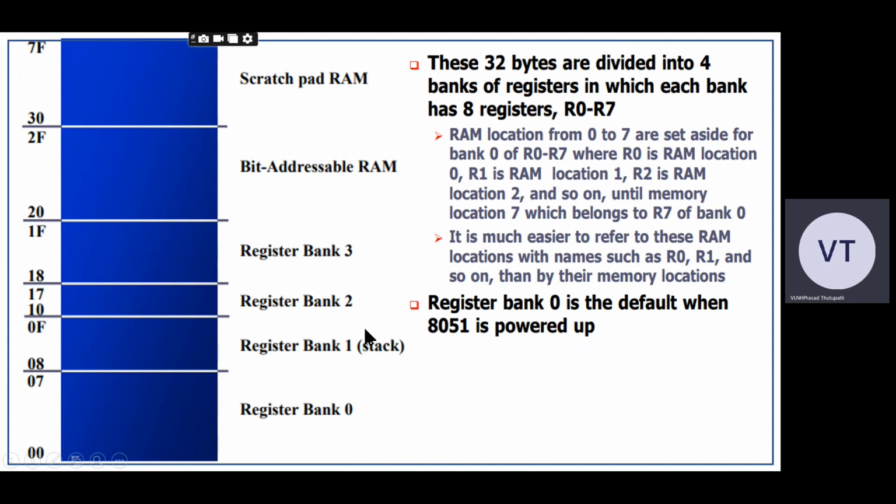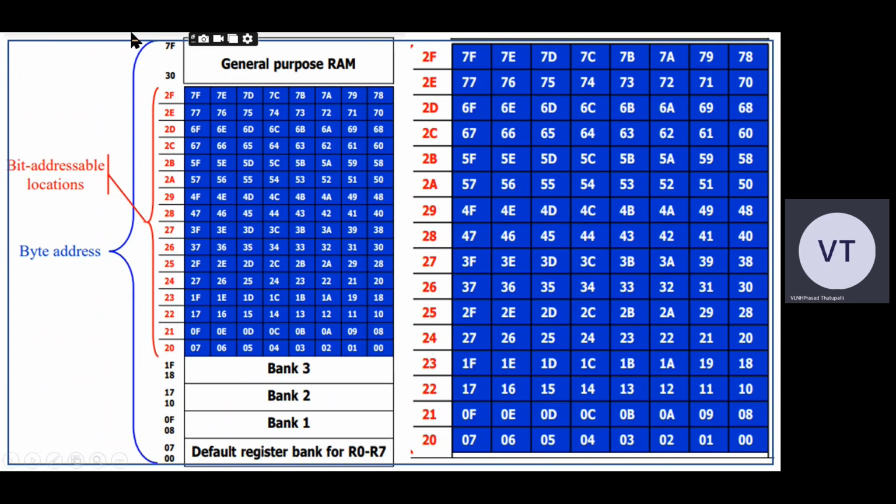The next division is the bit addressable RAM locations. These 16 bytes are called bit addressable bytes. This is a group of 8 bits. Each bit has one unique address. So 00 is the address of this bit, this one is 01, the next bit is 02, the next is 03, then 04, 5, 6, and 7.